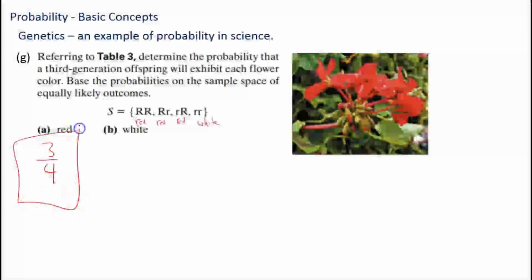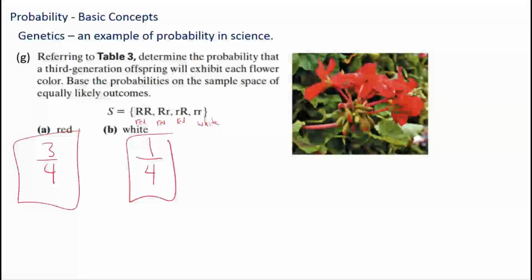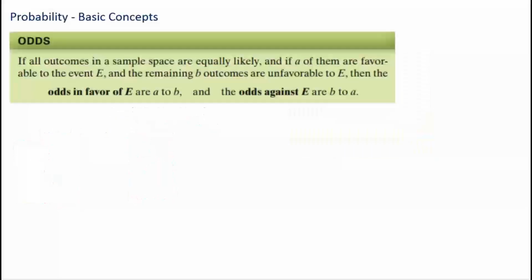So there's your probability right there. 3 out of the 4 are red. What about white? Well, only 1 out of the 4 ended up being white. So that recessive comes out. And it's neat when the recessive comes out, right? It's pretty awesome. Now I want to talk about odds.